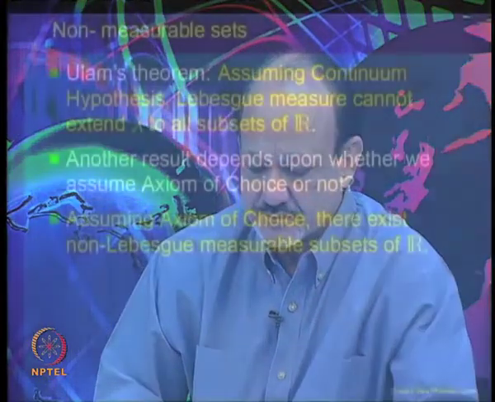Using this, one can show there exist sets in the real line which are not Lebesgue measurable. So, we will prove this result. Assuming the axiom of choice, there exist non-Lebesgue measurable sets in the real line. So, let us prove the existence of non-measurable sets by assuming the axiom of choice.